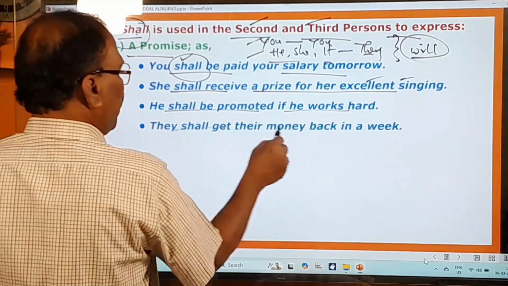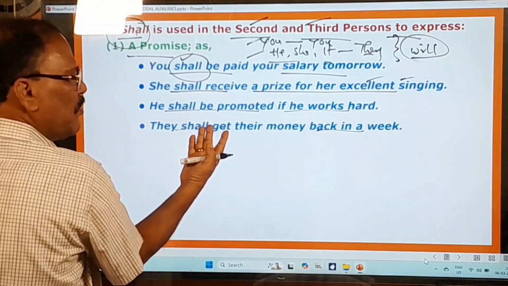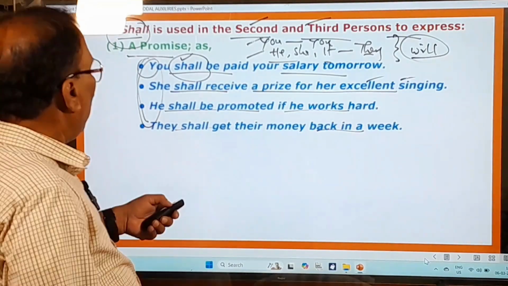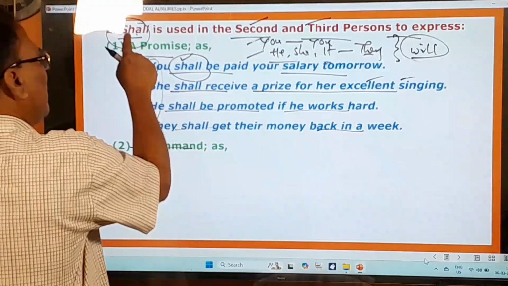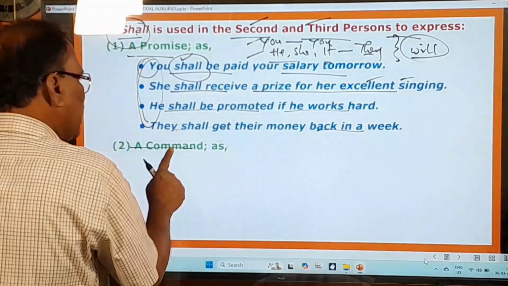They shall get their money back in a week. So it's a promise. There's a promise in this. And here, another use of this shall is, it indicates a command. Whenever the shall is used with the second persons and third persons, it indicates a command.